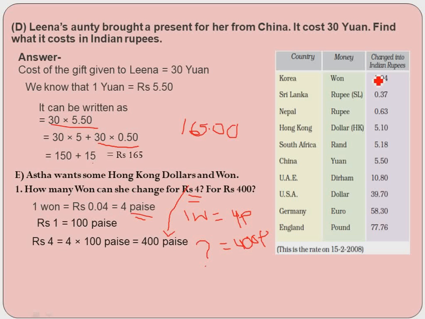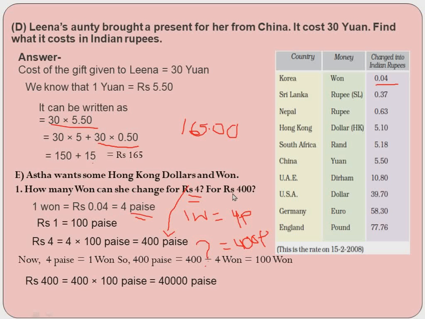1 won is 4 paisa. 0.04 means 4 paisa. Or this multiplied by 100, you will get it. Rupees when you convert to paisa, multiply by 100. That you keep in your mind. Paisa when you are changing to rupees, you will divide by 100. So 4 rupees if I convert into paisa, I'll get 400 paisa. So 4 paisa is equal to 1 won. So 400 paisa is equal to 400 divided by 4, that equals 100 won.